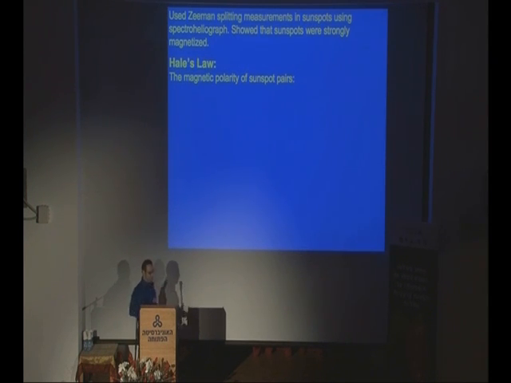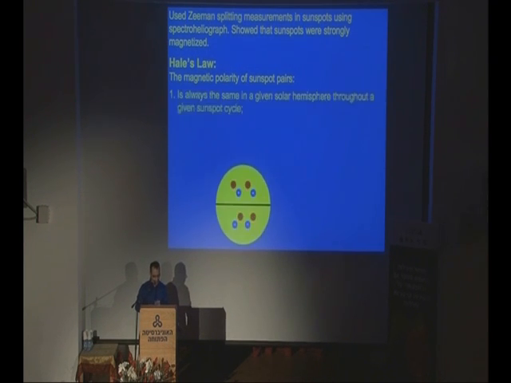He followed the development of these sunspots in terms of magnetic activity, and he discovered what we now call Hale's law. It states that the magnetic polarity of sunspot pairs first appears in the same polarity in each hemisphere. You can see, for example, that in the northern hemisphere we have the positive polarity closer to the pole and the negative polarity closer to the equator. In the other hemisphere, it will be the opposite. This is one thing he discovered.